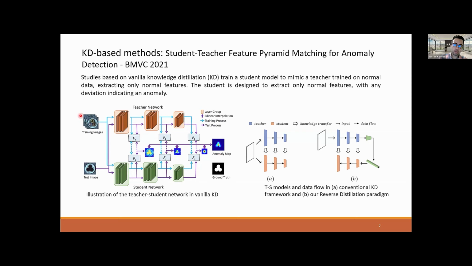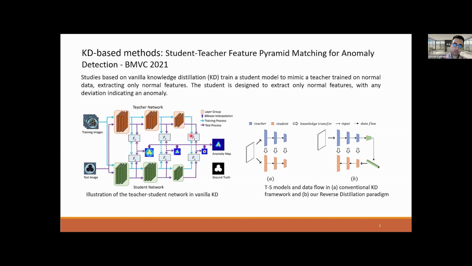In the training phase, we feed the normal data to the frozen teacher and also to the student that we want to mimic the representation of the teacher, and we use the error between the feature maps of the student and teacher as an indicator for doing anomaly detection at inference time. And this is how knowledge distillation works.